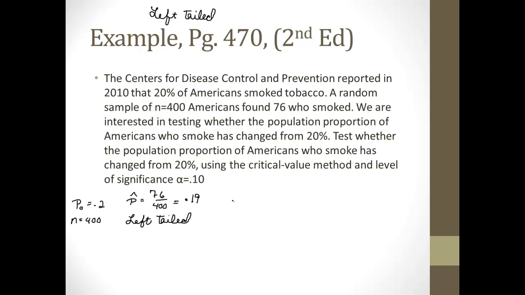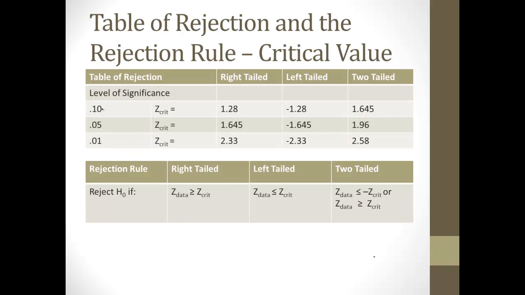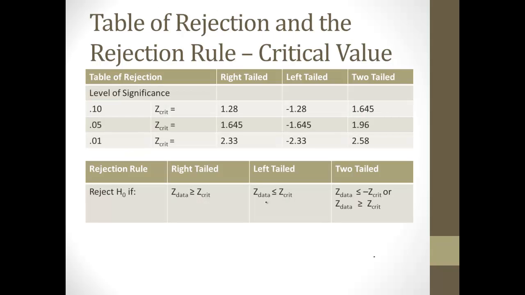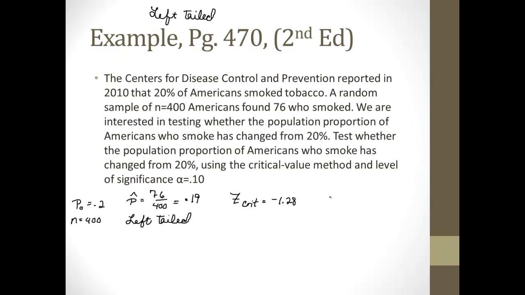And that we need to look up. We're doing alpha of significance 0.1. So our z-crit in a left-tailed is negative 1.28. We need to state the rejection rule. We're doing left-tailed, so z-data has to be less than or equal to z-crit.